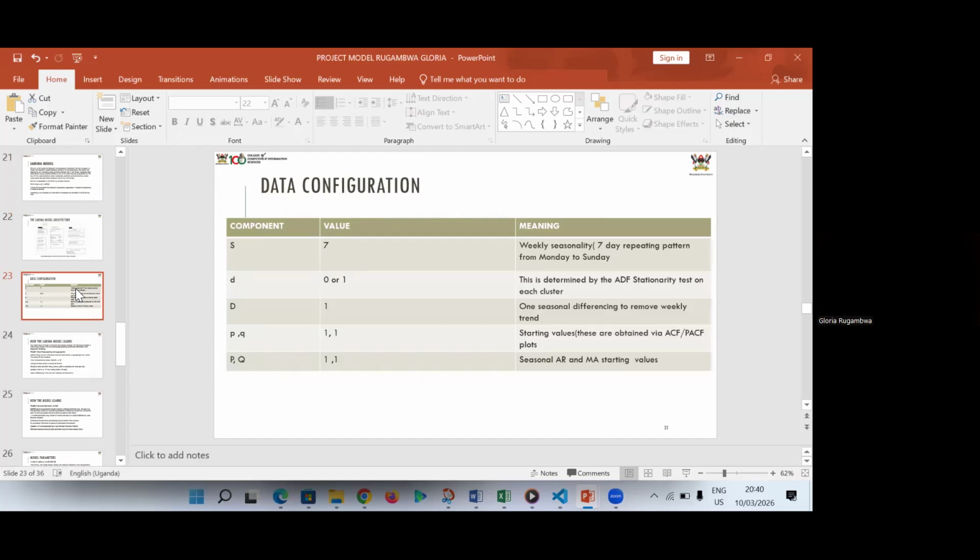This is our component, our variable table. s represents 7, the weekly seasonality. d can either be 0 or 1, and it's computed using the ADF stationarity test. Then capital D is 1, which is 1 seasonal differencing to remove weekly trend. Then we have the small p and q, and the capital ones. These are the letters in the notation, the SARIMA expression.